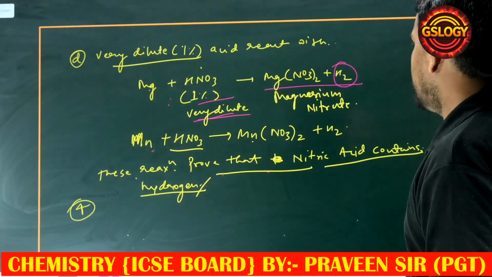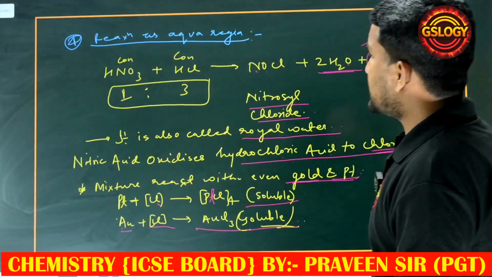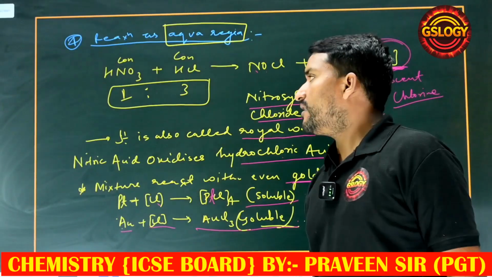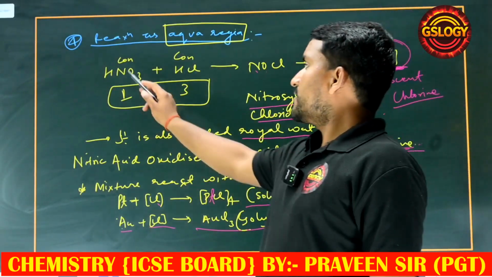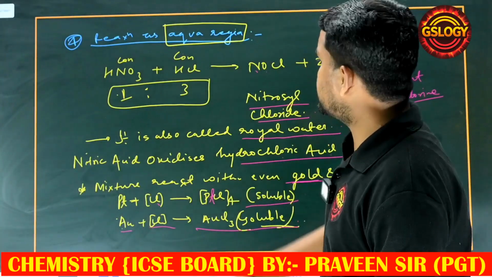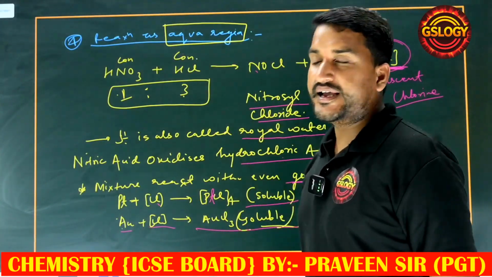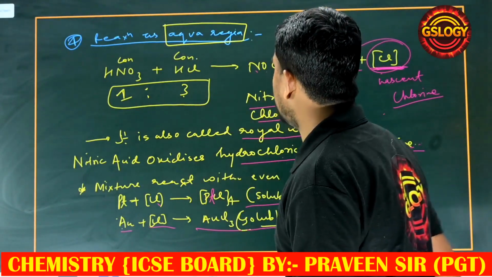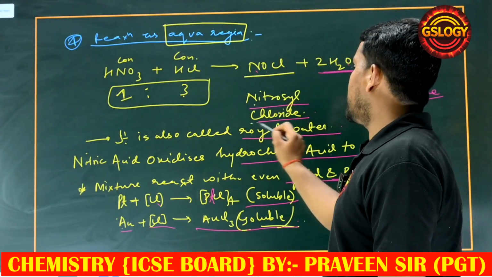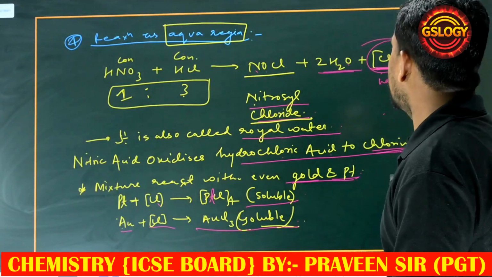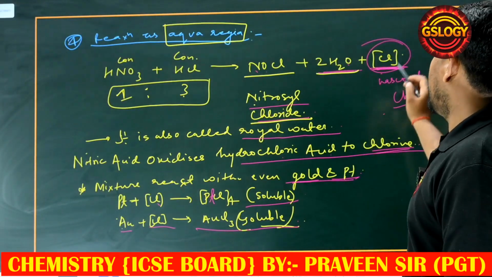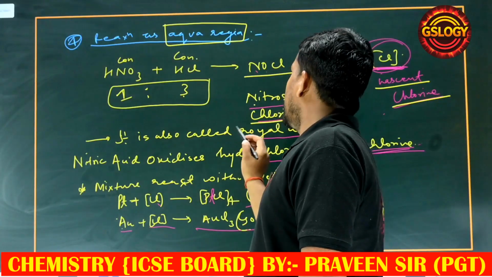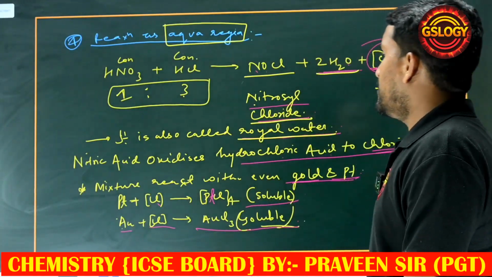Got it everyone? Next is the reaction with aqua regia. You know very well, aqua regia is what? Concentrated nitric acid and concentrated HCl, taken in the ratio 1:3. Then it will form nitrosyl chloride, water and nascent chlorine, and it is also called royal water.